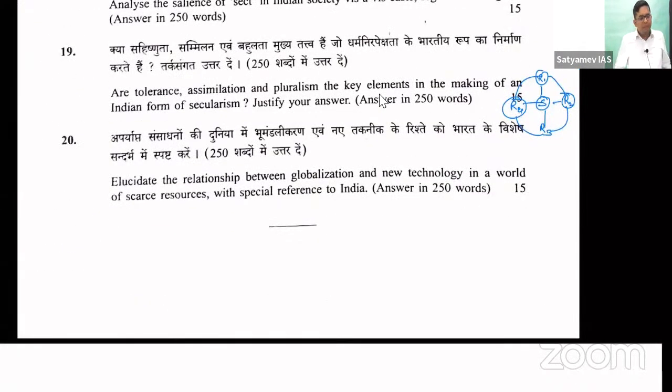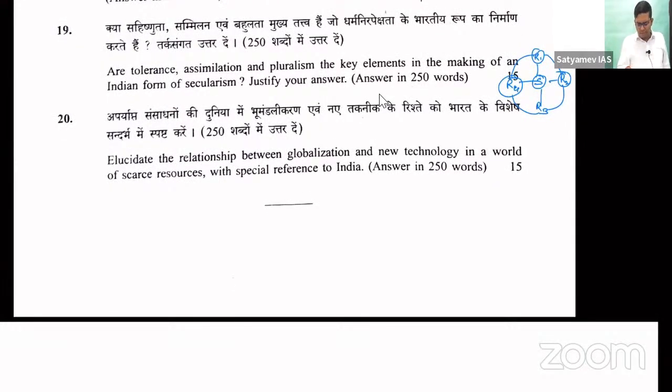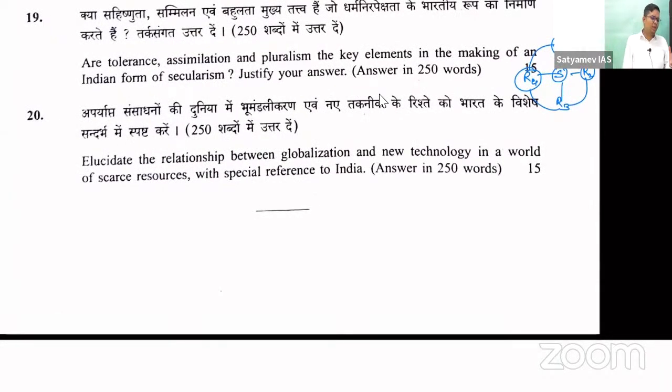All right. So tolerance, assimilation, and pluralism are key elements in making an Indian form of secularism. Can you write constitutional aspect of secularism, legal aspect of secularism? What is the legal aspect of secularism? I say uniform civil code. I'll tell you about the policy aspect of secularism. Do you have any policy aspect of secularism where you see tolerance? Ek Bharat Shresth Bharat, that's the scheme. All right. Yes, India provides Hajj subsidy, so that is a thing which you can say. So this is how you can justify your answer.